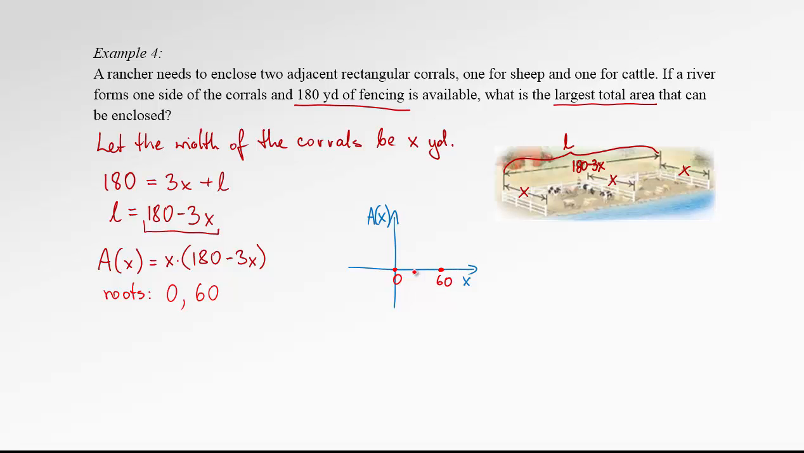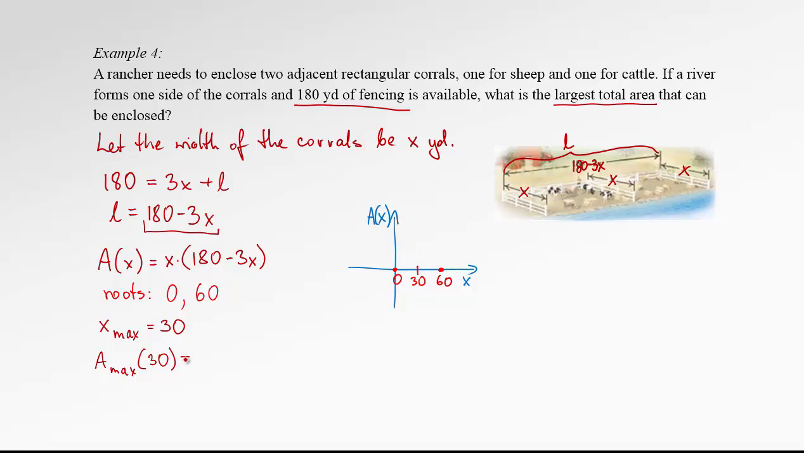Let's say here the first coordinate of the vertex is exactly half away, so it is at 30. That tells us that x that produces the largest area, x maximum, is equal to 30. Therefore, the largest area, A maximum, is the value of this function at the point 30, isn't it?